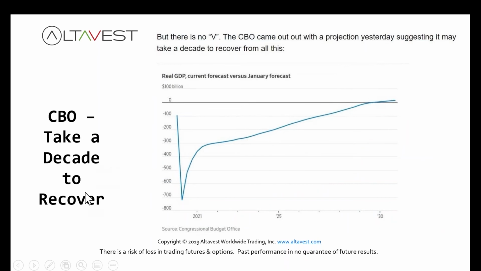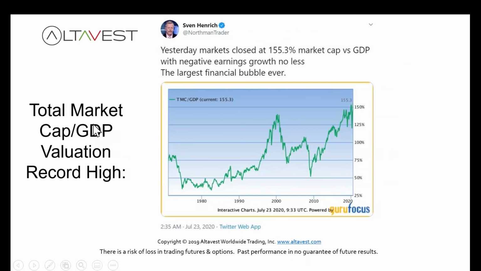Economic recovery may not happen for 10 years, according to the SIBO. Total market cap versus GDP, our valuations are at record high. I think that number is like at 156 or something now. So that's a record high, according to the Northman Trader. We like to follow him.